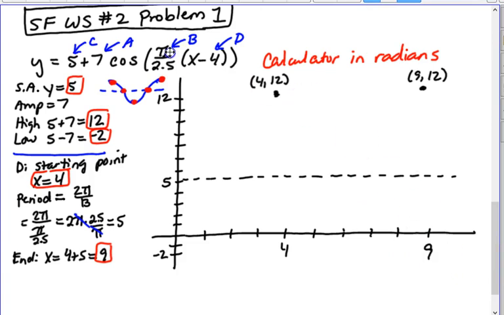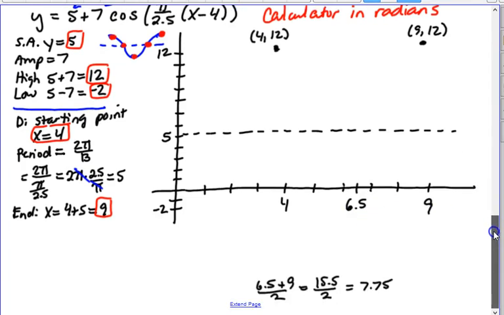Now the next thing I'm going to do is find the low point, because that's right in the middle, halfway between 4 and 9. Well, halfway between 4 and 9 is not a whole number. Halfway between 4 and 9 is 6.5. I can figure that out just by counting the tick marks and see that there's 5, and this would be 2.5 and this would be 2.5. Or I can say 4 plus 9 is 13, and 13 divided by 2 is 6.5.